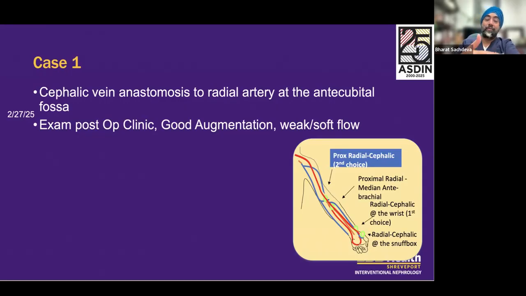So let's take an example of a patient that was recently referred in February of this year. The patient has a cephalic vein anastomosis, a radiocephalic fistula. On exam, everything looks good. There's good augmentation, but the fistula is really soft and the flow does not seem right.